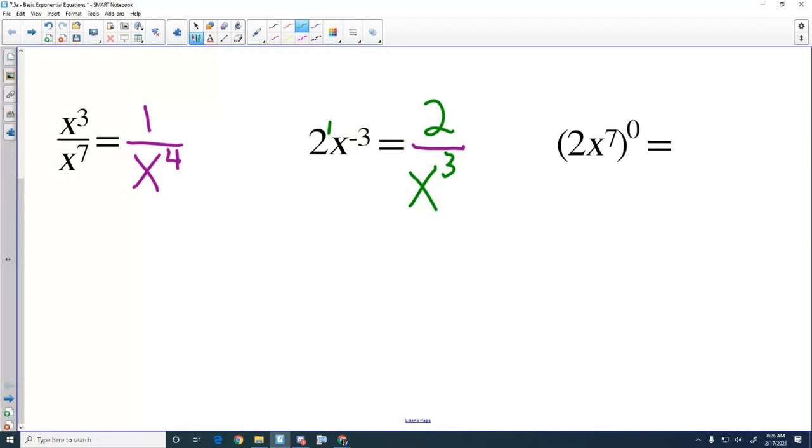Finally, everybody, anything to the 0 power equals... Yes, fantastic. That's just a 1. Does not matter what's inside there. If the whole parentheses is to the 0 power, it all equals 1. All right, that's a nice little review of exponents.